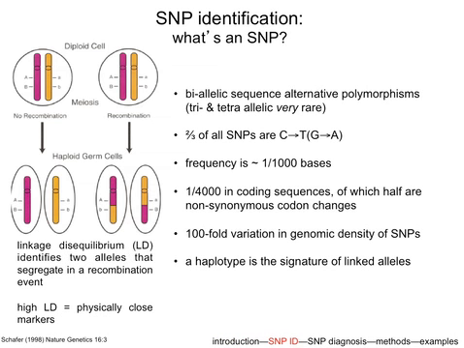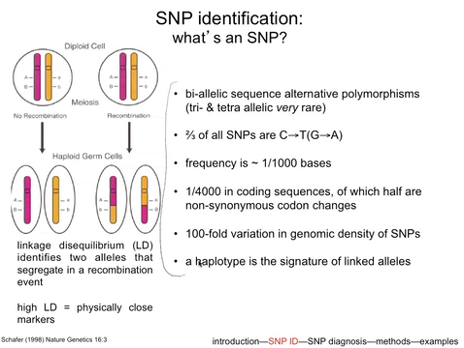Let's not spend too much time on definitions here, but it's worthwhile reviewing this stuff. SNPs are clearly single nucleotide polymorphisms, and here's just sort of a laundry list of details. Biallelic sequence alternative polymorphisms are the norm. Tri- and tetraallelic SNPs are very rare. Most SNPs are C to T.